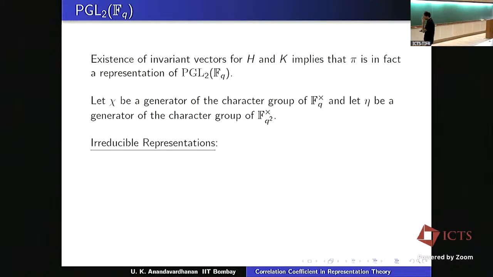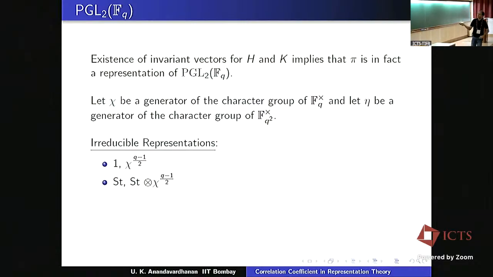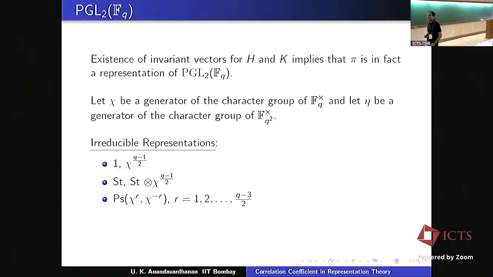And let me list all the irreducible representations of PGL2(FQ). And these are all. There are two characters, one-dimensional representations. One is the trivial character and the other is of order 2, which is half the power of the fixed generator. And then there is the Steinberg representation and its twist. And then what I wrote down earlier, the principal series. For each character to start with, there is an associated principal series, chi power r, chi power minus r, where r can vary from 1 to (q minus 3) by 2.